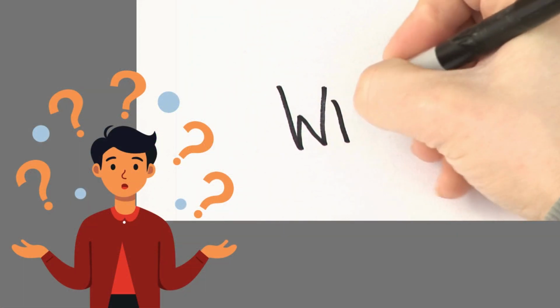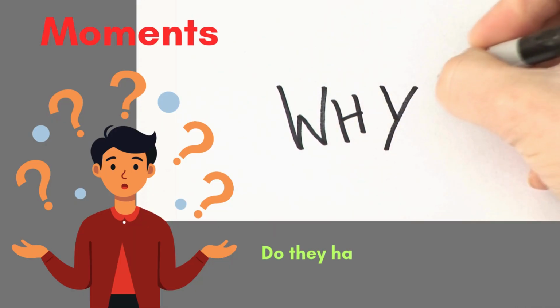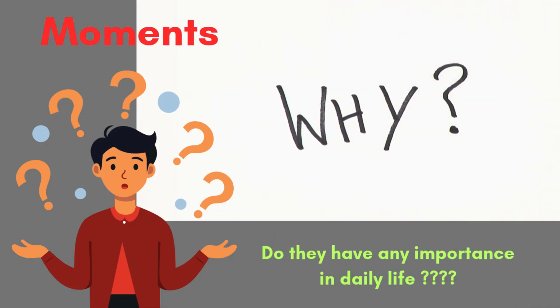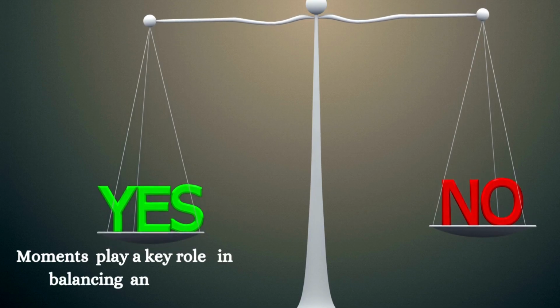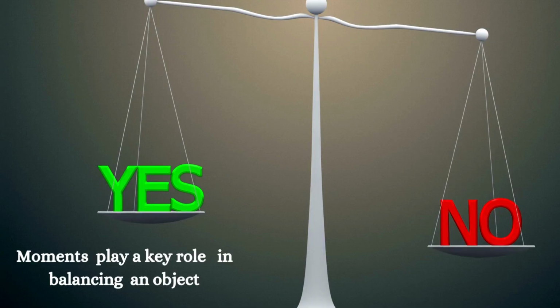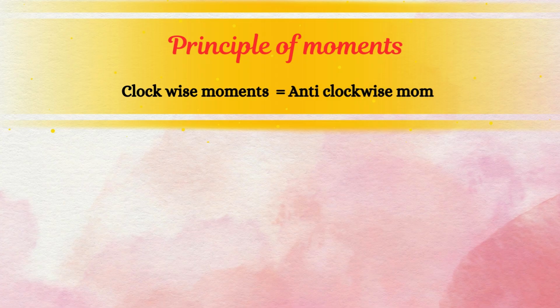Why do we need to know about moments? Do they have any importance in daily life? Yes, moments play a key role in balancing an object. If an object has to be in rotational equilibrium, it should obey the principle of moments. That means clockwise moment is equal to the anti-clockwise moment. Now let's have a look at clockwise moments and anti-clockwise moments.